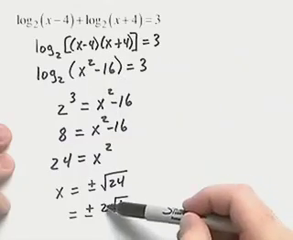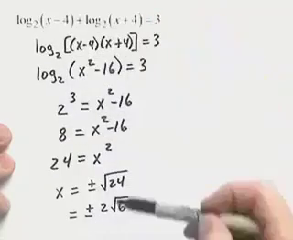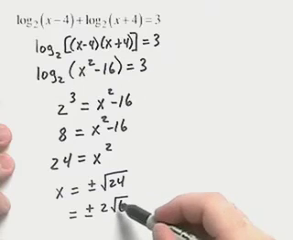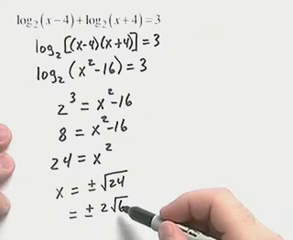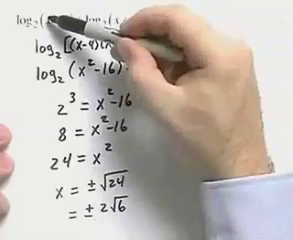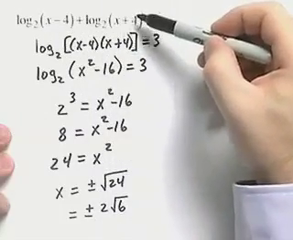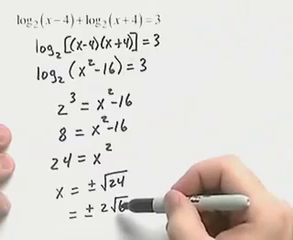The positive value, 2 root 6: the square root of 6 is a little bit bigger than 2. 2 times something bigger than 2 is going to be something a little bit bigger than 4. So we have something bigger than 4 minus 4, that's okay. And then something bigger than 4 plus 4, that's okay. So the positive solution will work.